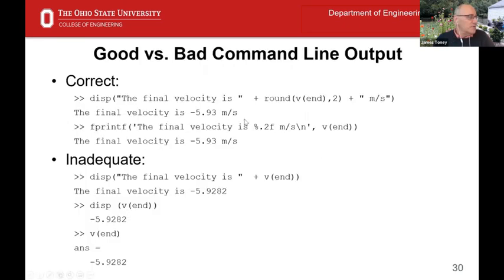But as I mentioned previously, don't just print out a number. Include some kind of message that says what the number is. The final velocity is. And just as a good engineering practice, of course, you should always include the units.